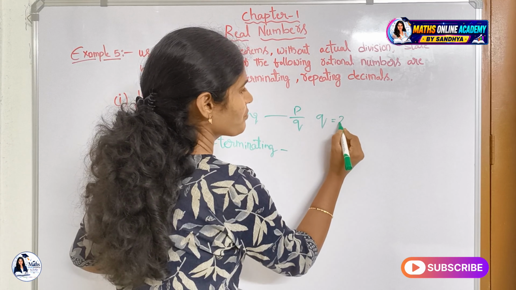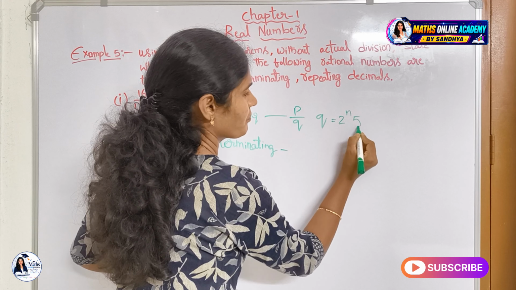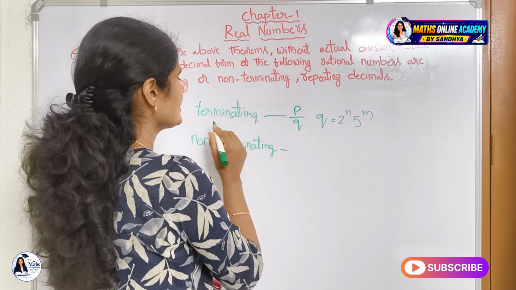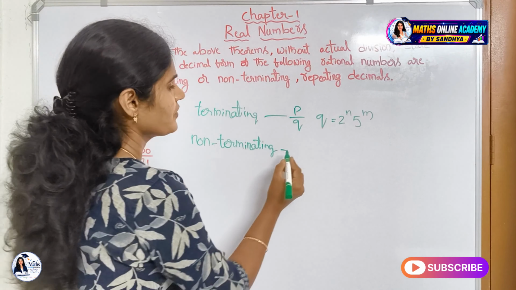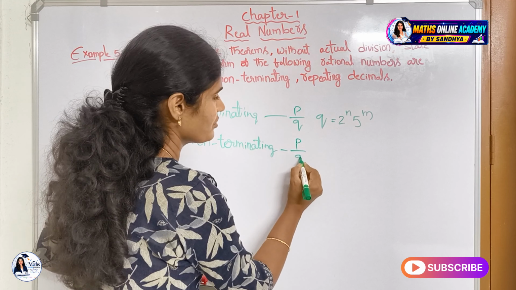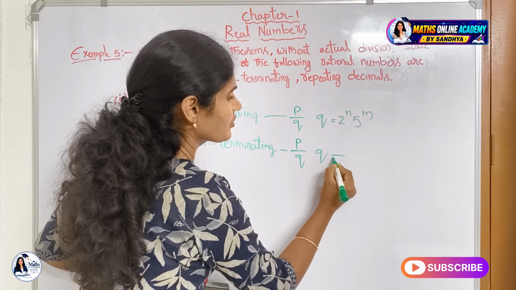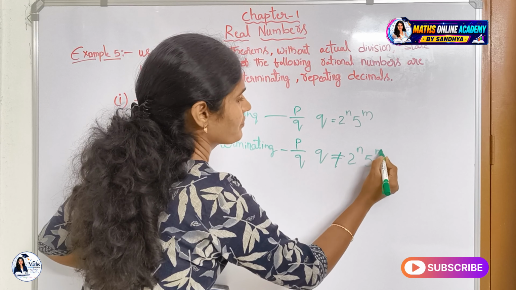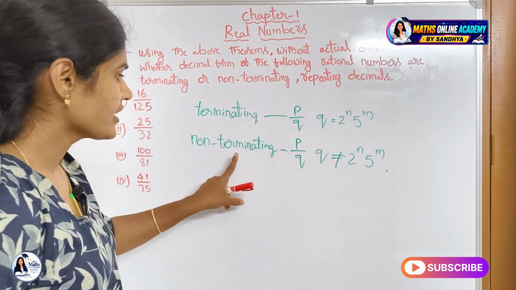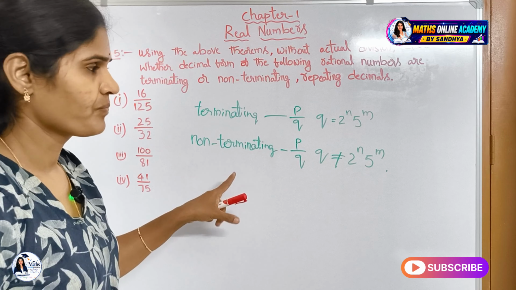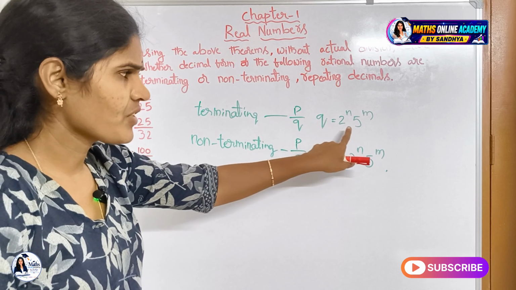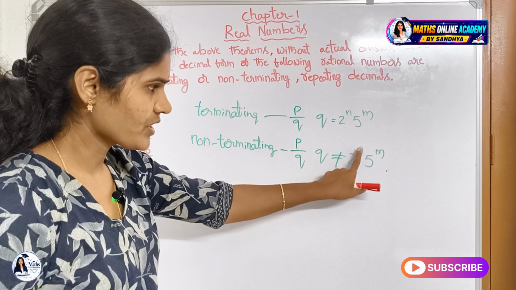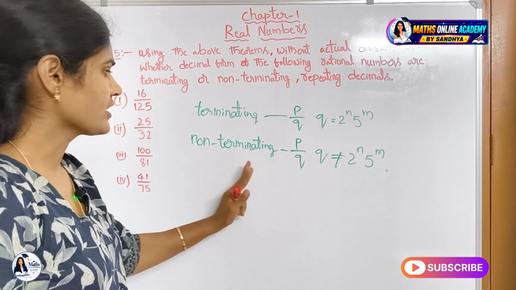What is the form? 2 power n 5 power m. If q equals 2 power n 5 power m, that is terminating. If in the form of p by q, q is not in the form of 2 power n and 5 power m, these are non-terminating repeating decimals. If q is in this form, it is terminating. If q is not in the form of 2 power n and 5 power m, it is non-terminating.